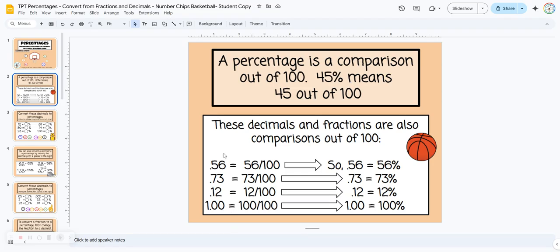And here's some just basic conversions from decimals, fractions, and percentages. So if we have the decimal 56 hundredths, it's the same as the fraction 56 hundredths, which is 56%. 73 hundredths, same as the fraction 73 hundredths, which is 73%. And then 1 whole is 100%.